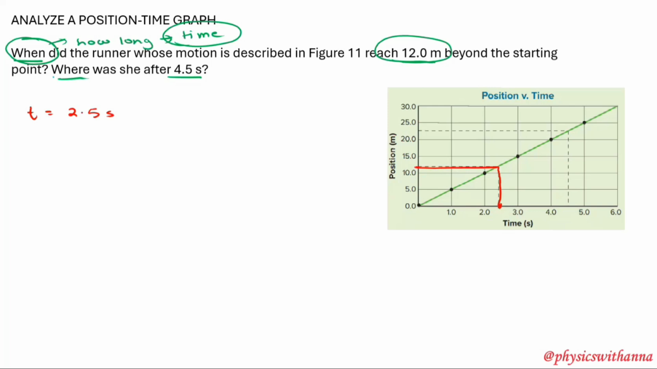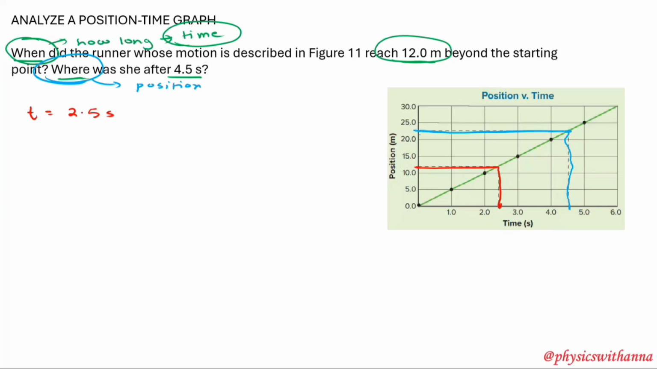Then in the next part, the question is asking where was she after 4.5 seconds? Where means they are asking you to find position. Anytime a question says where, you must find position. So where was she at 4.5 seconds means I need to find her position at 4.5 seconds. Locate 4.5 seconds on the graph. It has to be between 4 and 5. Time is on the x-axis, so I will locate it on the x-axis. Then move up to the line. Whenever you reach the line, go to the y-axis and find its value there.